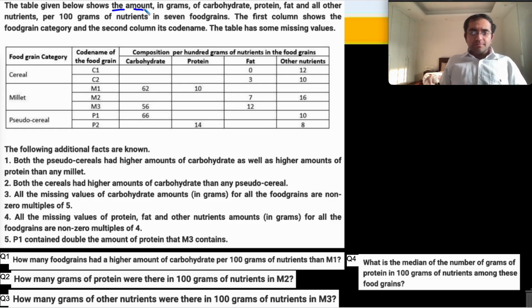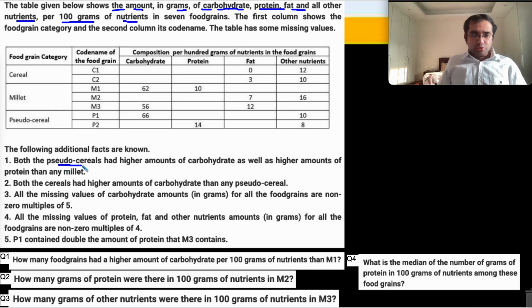The table given below shows the amount in grams of carbohydrate, protein, fat, and other nutrients per 100 grams of nutrients in 7 food grains. What are the 7 food grains? Cereals 2, millets 3, pseudo cereals 2. And you have carbohydrate, protein, fat, and other nutrients. The first column gives the food grain category, the second column gives the codename, and the table has some missing values.